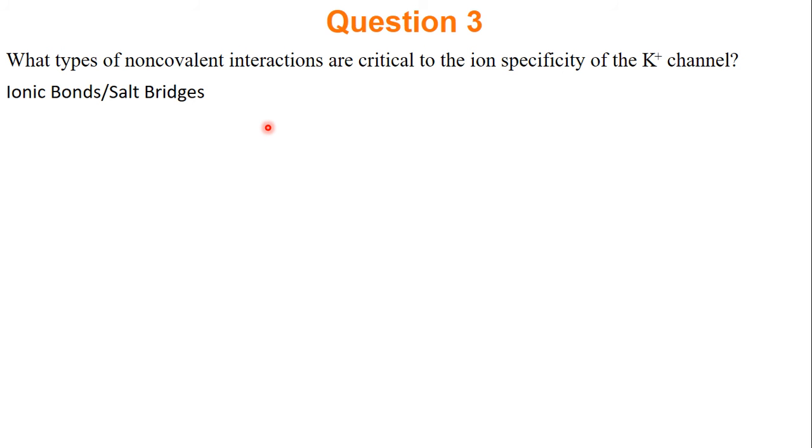And for the potassium channel we just talked about, what types of non-covalent interactions are critical? Those would be your ionic bonds, or salt bridges. Just as a reminder, these two terms actually mean the same thing. It is an interaction between a positive and a negative atom, and it's non-covalent. So these types of interactions are very important.